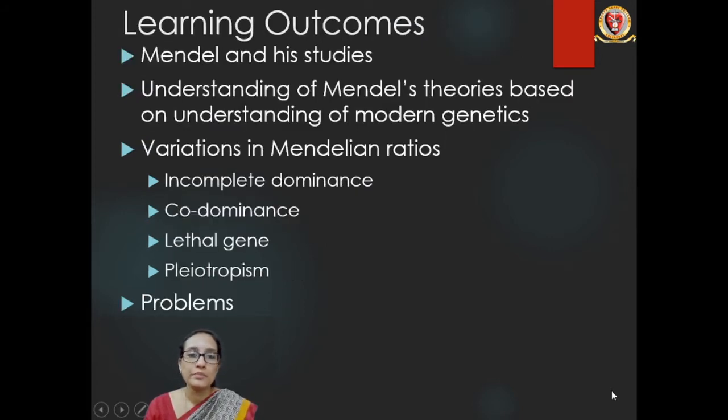The learning outcomes or learning objectives of this unit are: you should understand Mendel and his theories based on the understanding of modern genetics. When Mendel proposed his theories, Mendel did not know about chromosomes or genes, and so you should understand Mendel's theory in the light of modern genetics. We'll move into variations in Mendel's ratio, and finally you should be able to do some problems based on Mendelian ratios as well as variations in them.